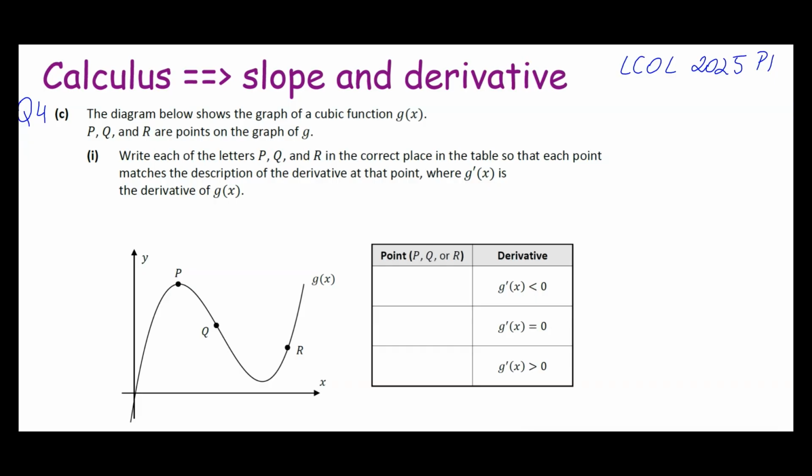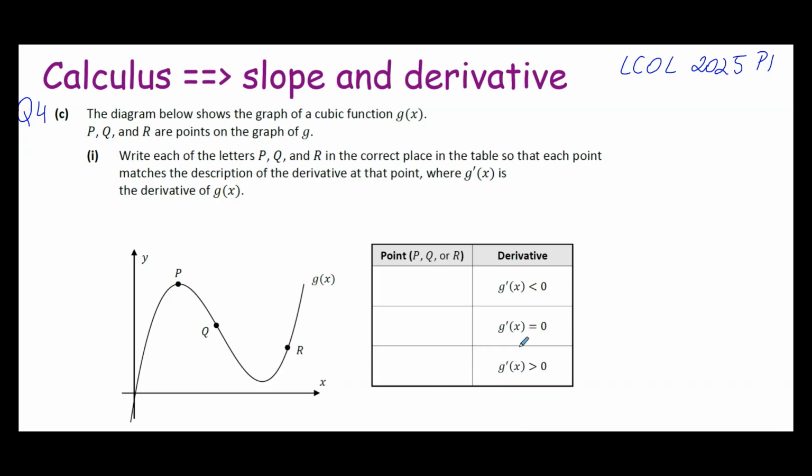This question is another example where we are using the knowledge of the slope and derivative. So let's see. The diagram below shows the graph of a cubic function g of x. P, Q, and R are the points on the graph of g. So we can see the cubic function and we can see P, Q, and R. Write each of the letters P, Q, and R in the correct place in the table.